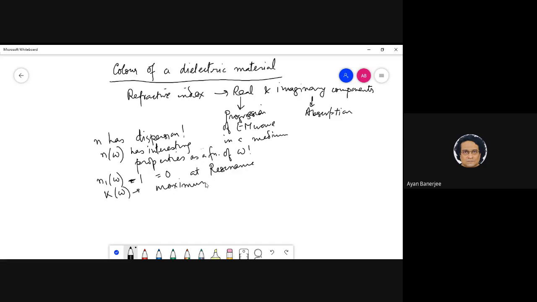Okay, now let me pose this interesting question. So this is very clear, right? At resonance, the absorption is maximum. What will happen to the reflectivity? What does the class think? When the absorption is maximum, suppose I come with a red light, say, and I have a dye which is also absorbing at red, which basically has an absorption maximum.